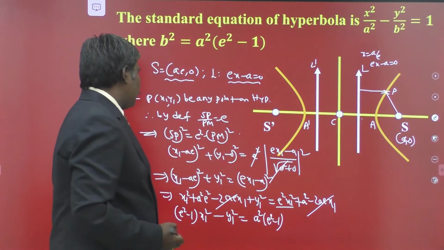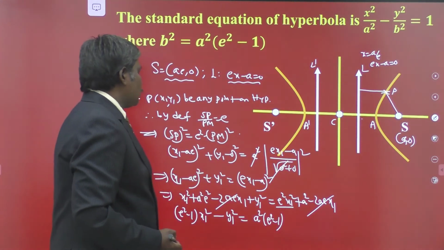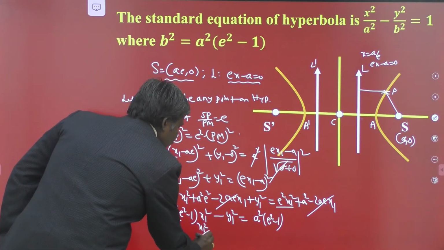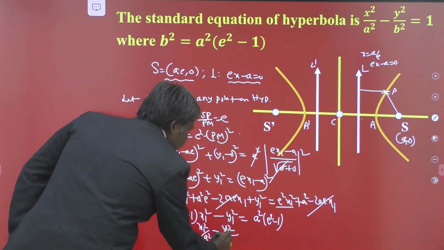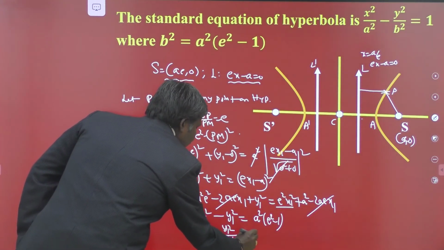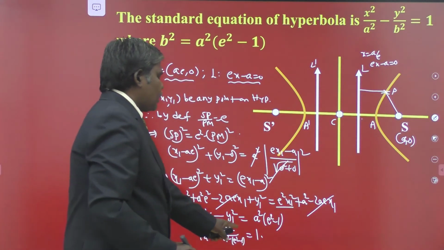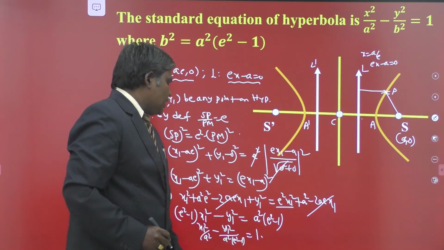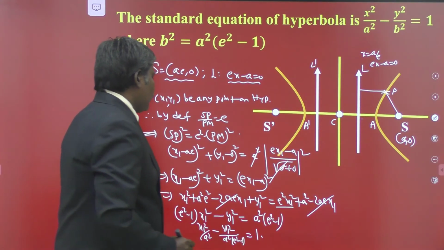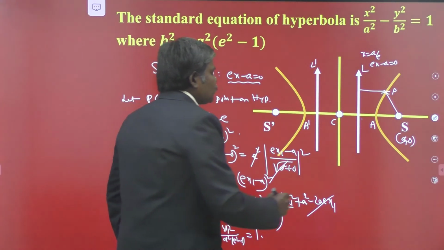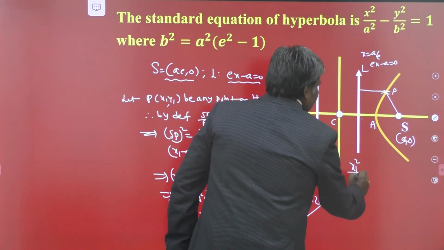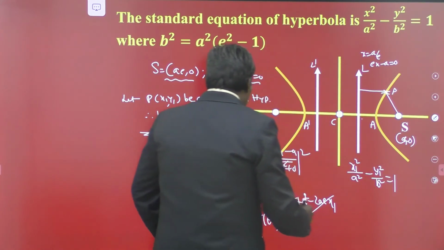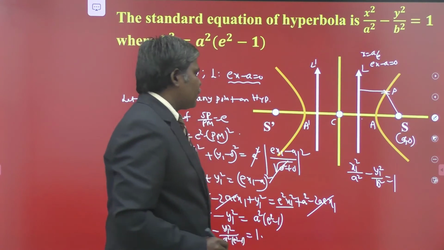We have a square into e square minus 1. Dividing on both sides by a square into e square minus 1, we get x1 square by a square minus y1 square by a square into e square minus 1 equals 1. So choose a square into e square minus 1 as b square. Clearly it is positive, since e greater than 1, e square minus 1 is positive. Therefore we have x1 square by a square minus y1 square by b square equal to 1, where b square is a square into e square minus 1.